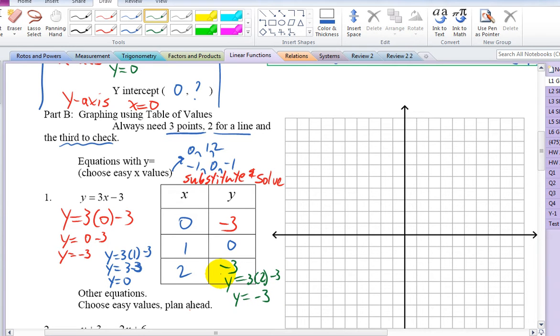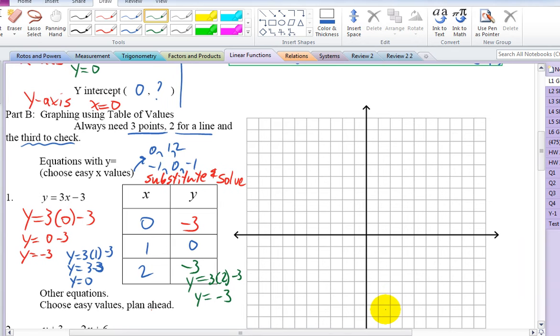Once you've got those 3 points, graph the points, make a straight line. Go for it. Your line should be long. The line must touch the edge of the grid. So plot those points. 0, -3. 1, 0. 2, -3. I screwed up there, didn't I? It's not 2, -3. It's 2, 3.